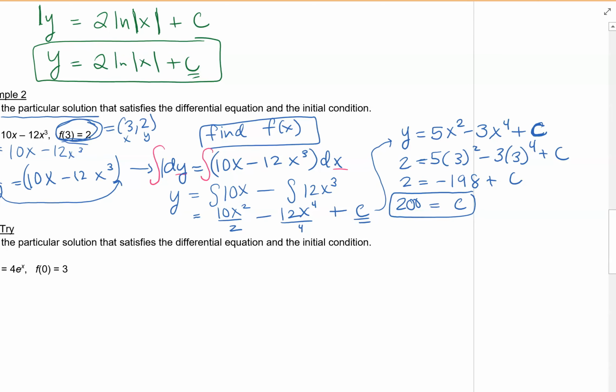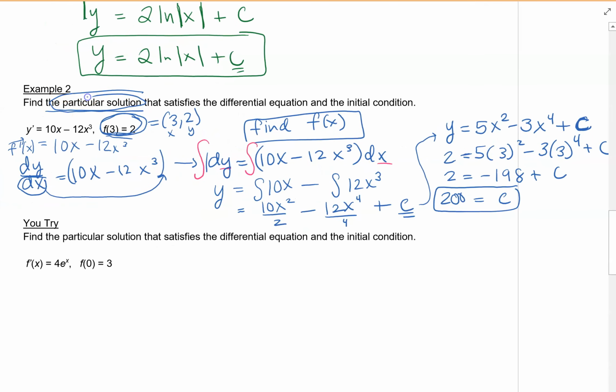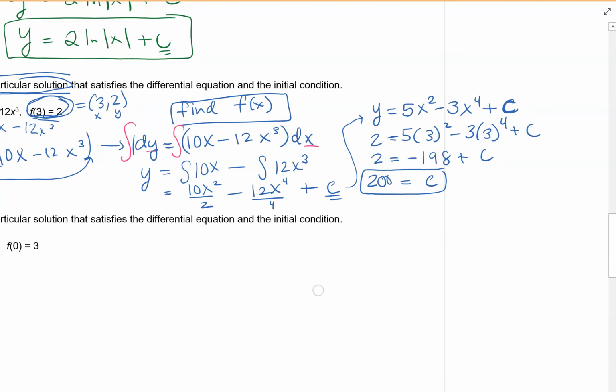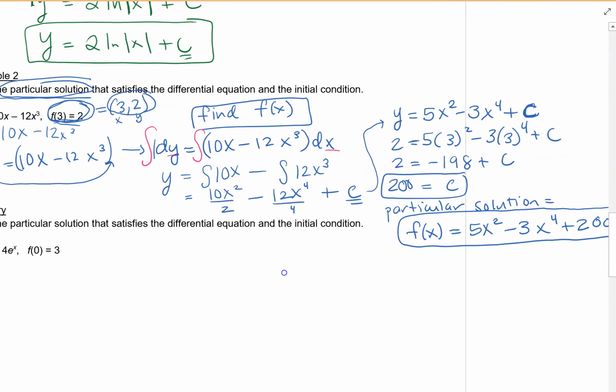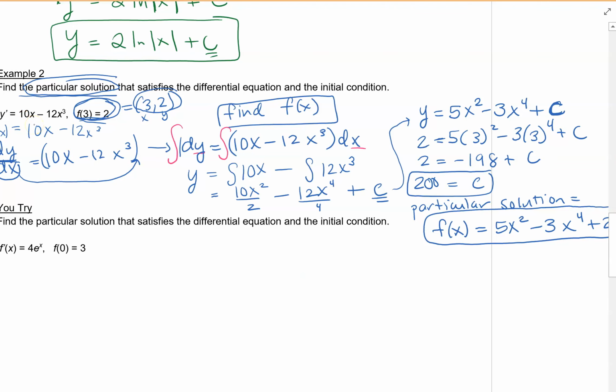Okay, so what is my particular solution? My particular solution would be f of x is equal to 5x squared minus 3x to the 4th plus 200. That is my specific equation that has this point (3, 2), right? If I plug in 3 for x, I would get 2 for y. And if I take the derivative of it, it would equal 10x minus 12x cubed.